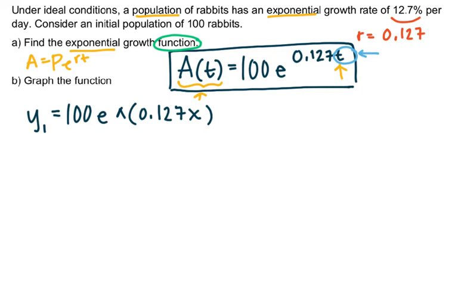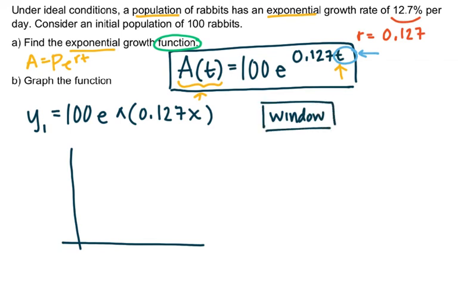If you graph that on your standard 10 by 10 window, you're not going to see anything. So you need to think about how to change the window on your calculator. Remember, you have a window button. How to set your X and Y so that you can see this.